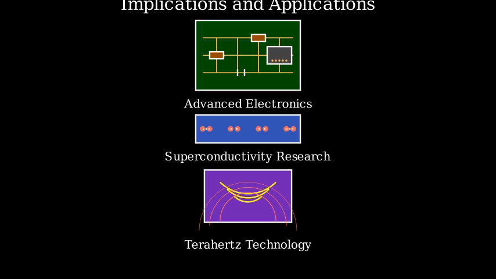Researchers observed this effect by applying intense magnetic fields to the material interface. The magnetic field enhances the quantum metric effect, making it easier to measure the changes in resistance.